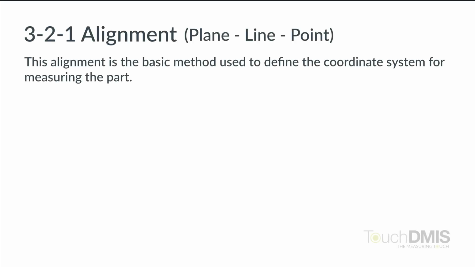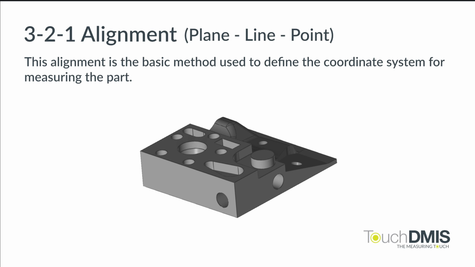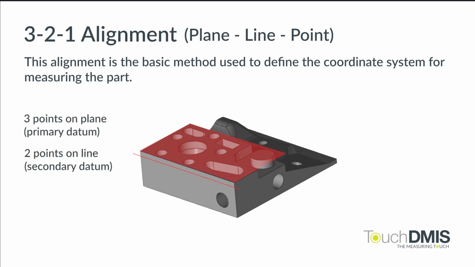The 3-2-1 alignment is a basic method used to define the coordinate system for measuring the part. It involves constraining the part in 3 steps. This alignment works by using 3 points to define a primary datum plane, 2 points to define a secondary datum line perpendicular to the plane, and 1 point to define a tertiary datum point, fixing the spatial position.